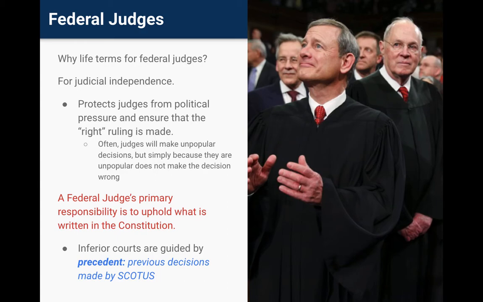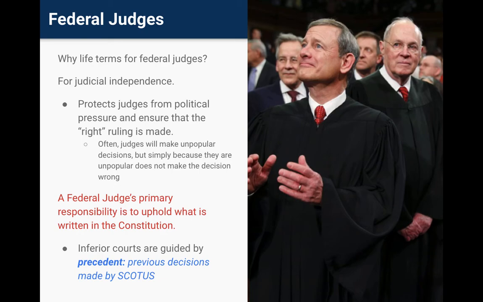The majority of people may not like it, but you know what the solution for that is? Maybe Congress changes the law. Or if it's an issue of constitutionality, maybe we amend the Constitution. Okay? We have ways to go around those federal decisions. But a judge's job is to deal with the law and what's written in the Constitution.